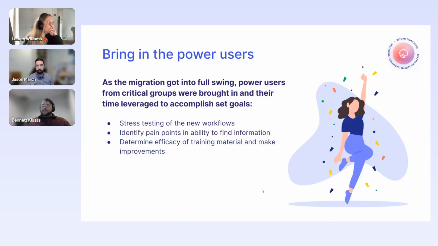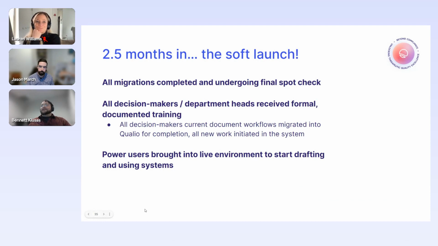So we're two and a half months in, and we're at the soft launch of our Qualio live production environment. We'd gotten all of our initial migrations completed. Everything was undergoing its final spot check. All our decision makers and department heads had gotten formal documented training, and they were beginning to approve a lot of these migrated documents and say, yep, that's the content I wrote before. These are all the modifications we agreed to. Yes, this looks good. And we were also able to bring our power users into the live environment so that they could resume a lot of those workflows from the paper system that had been wound down.